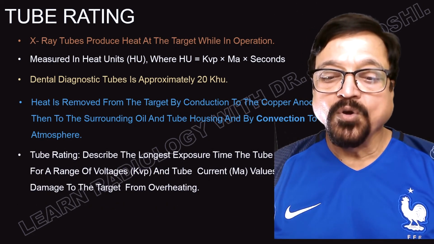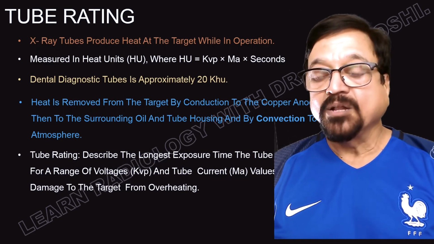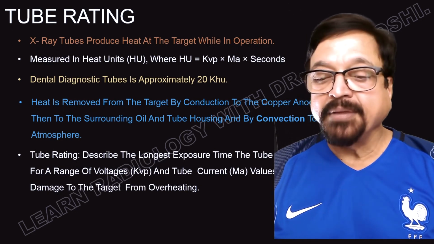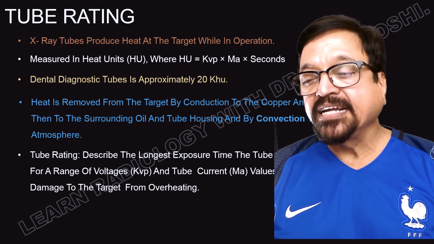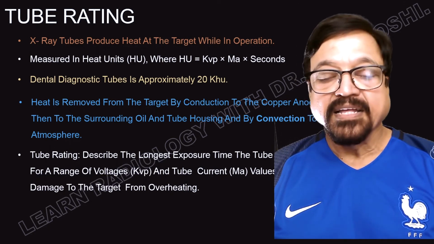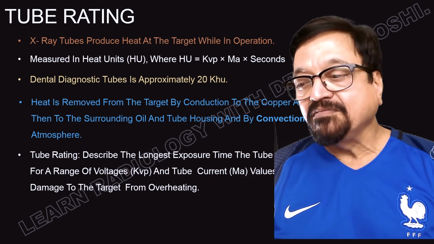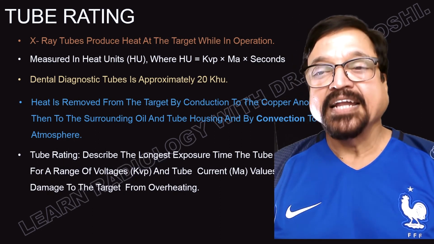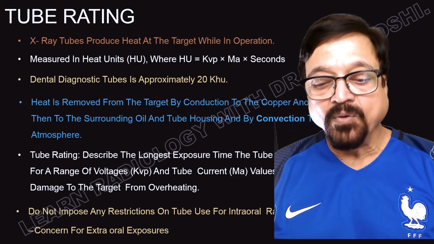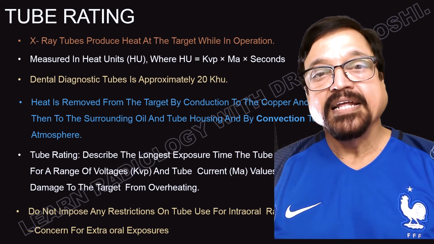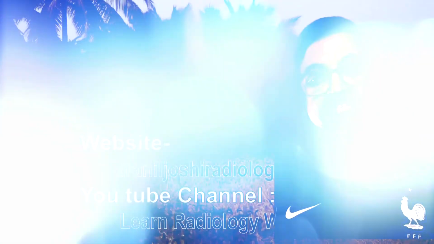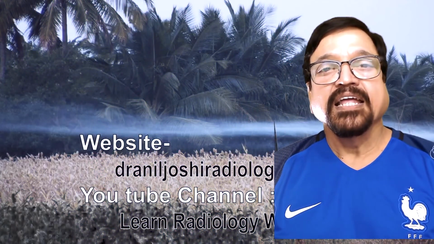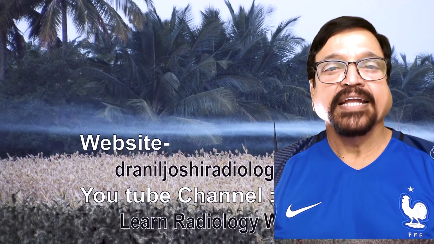Now the tube rating describes the longest exposure time the tube can be energized for a range of voltage and current with safety, that is, without risk of damage to the target and overheating. Now whenever you need a higher exposure, the intraoral tube has got limitations, so always go for the extraoral, which has got higher heat dissipation.